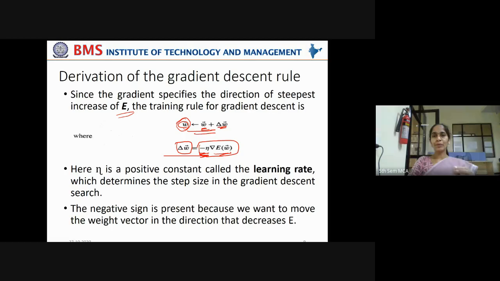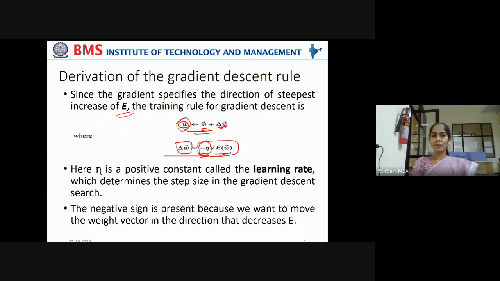If you take the perceptron training rule, if you want to fire positive output, you increase the weight. If you want to fire negative output, you reduce the weight, right? The same concept is being applied here. If you want to move away from the steepest increase of E, in a negative direction, then that is given by this minus learning rate instead of plus learning rate.